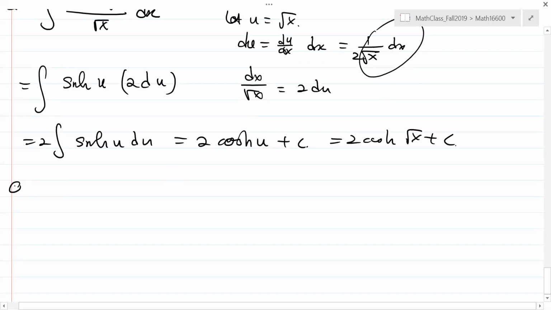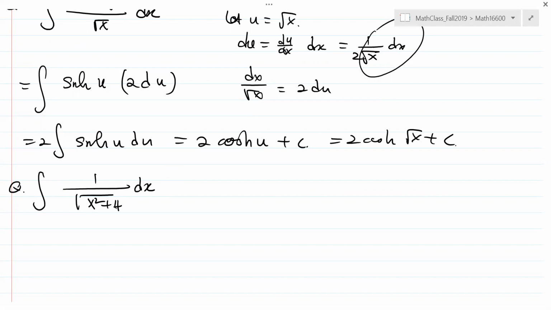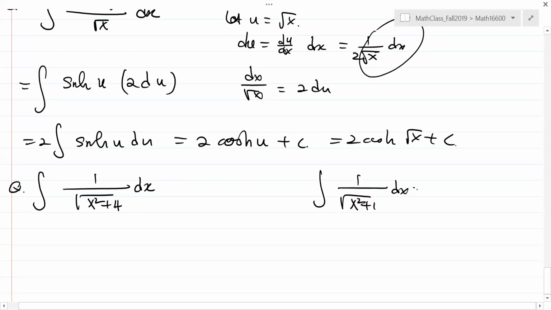Okay, so the next one. Now, if you are given an integral like that, you have to do a simple substitution, because we know that this will be, right? So we know that.